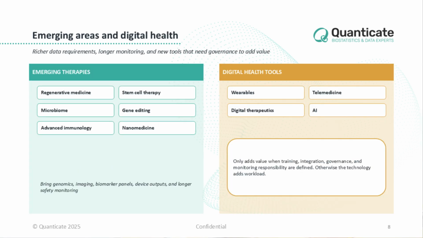Emerging areas add further complexity. Regenerative medicine, stem cell therapy, microbiome-based therapies, gene editing, advanced immunology, and nanomedicine can all bring richer data requirements. Programs may involve genomics, imaging, biomarker panels, device outputs, and longer safety monitoring. Eligibility and stratification may depend on timely, accurate external data, which raises expectations for sample handling, result transfer, mapping, and oversight.